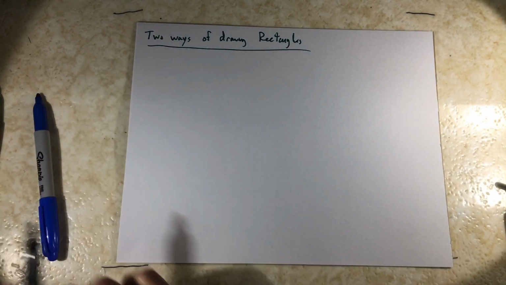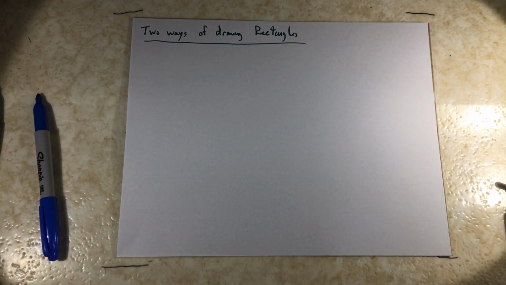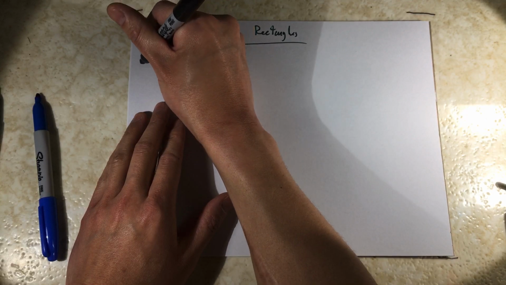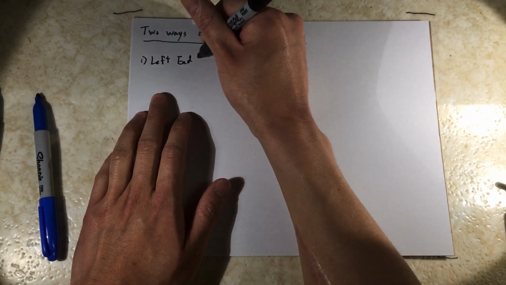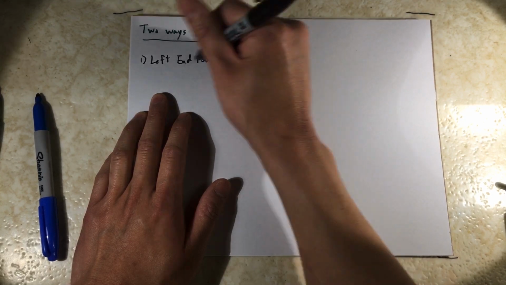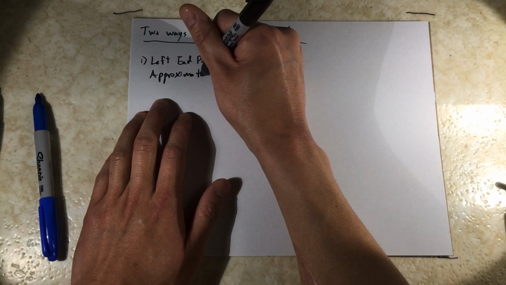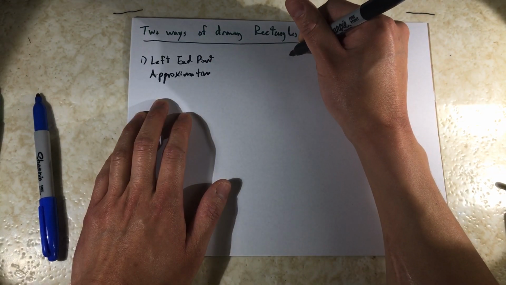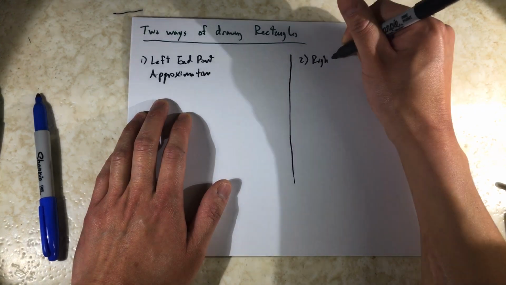Okay, I should have used black there. In fact, there are more than this, but for our purposes, we're just going to talk about two. And the two methods are what are called the left endpoint approximation. And here, I'll draw a line here. And the right endpoint approximation.